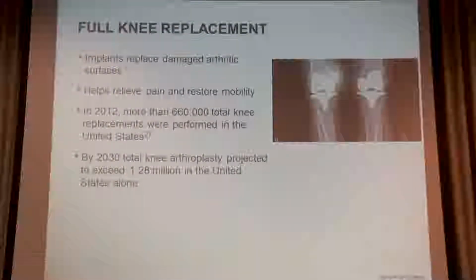In 2012, 660,000. By 2030, we project 1.28 million in the US alone. So this is a problem that's going to keep getting bigger and keep being a problem.